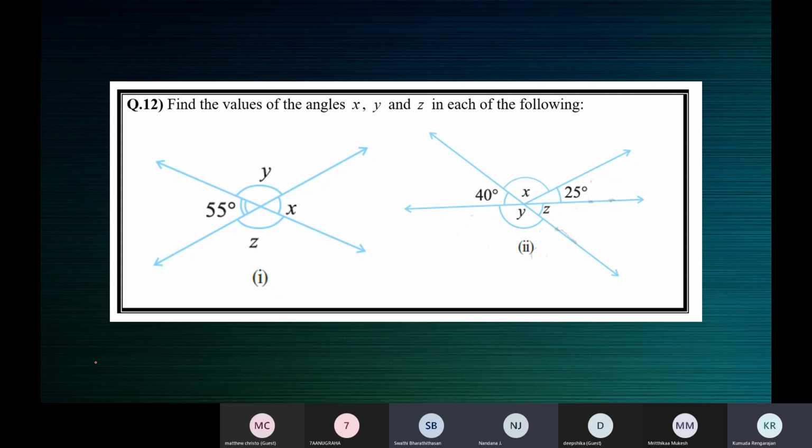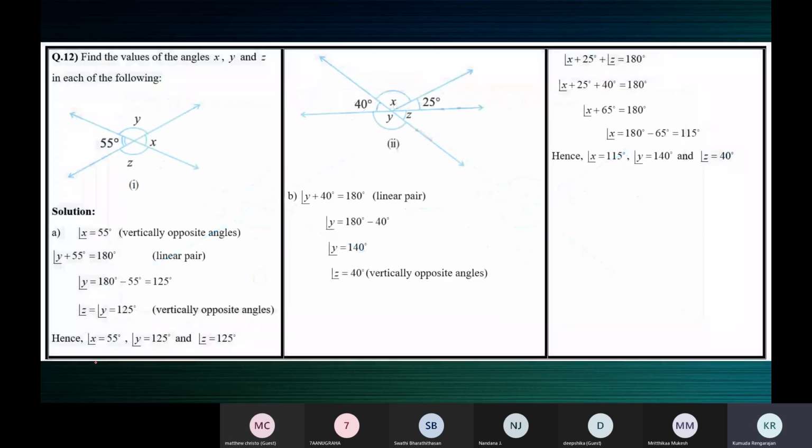Ma'am, I have a doubt, ma'am. Yeah, one minute. We'll see the answer first and then I'll clarify your doubts here. Yes, ma'am. So Z is equal to 40, vertically opposite angles are equal. Okay, let's see the answer.